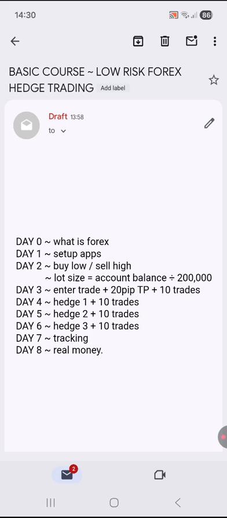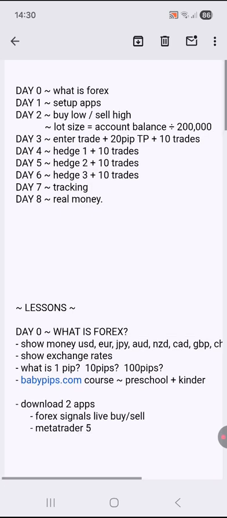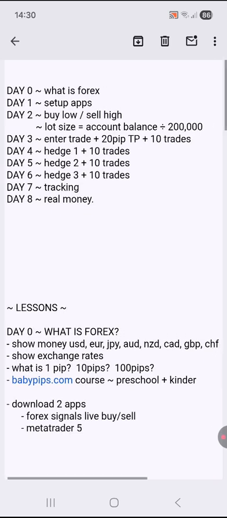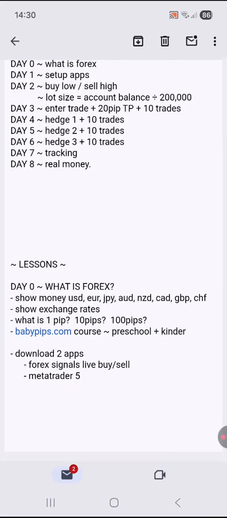Day 0. This is a basic foundation for what it is that I am doing. So day 0 is what is Forex? Okay? Today's lesson is what is Forex. I'm going to be showing you the money. Forex is the foreign exchange market of money around the whole entire world. So you go to the bank or you go to a foreign exchange place in your town and you can exchange your currency for your country that you're in for another country's currency.